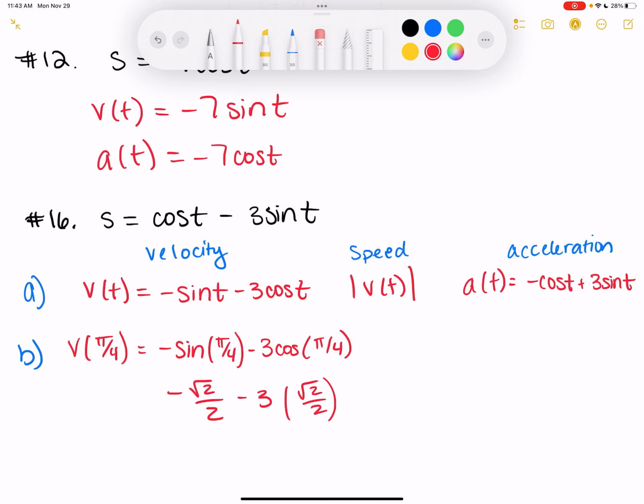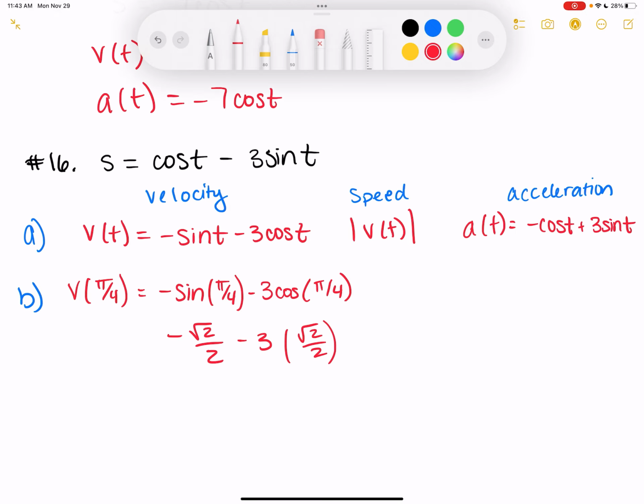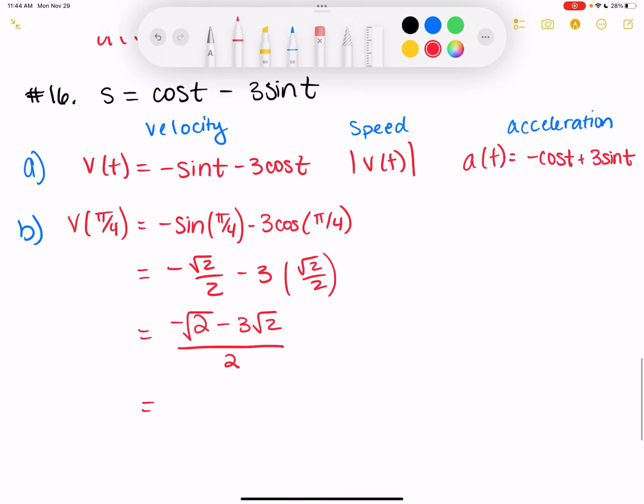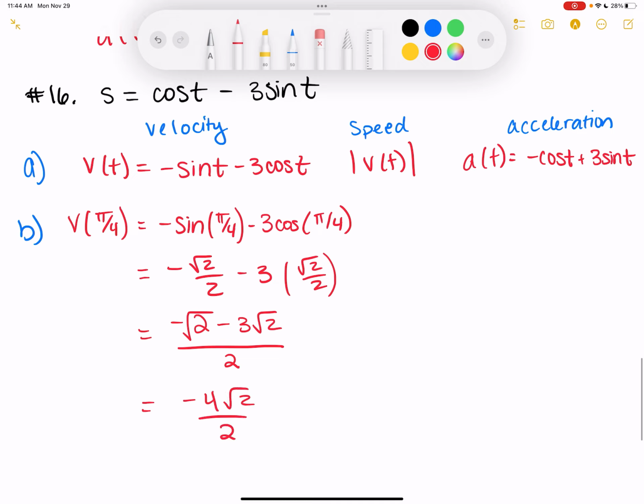Okay, so then in terms of trying to simplify this down, this gives me negative square root of 2 minus 3 root 2, all over 2. Remember we treat radicals like a variable. Since it has a common radical, I can combine the numbers outside. So negative 1 and negative 3 gives negative 4 root 2 over 2, and then that simplifies to negative 2 root 2. So the velocity at pi over 4 is equal to negative 2 root 2.